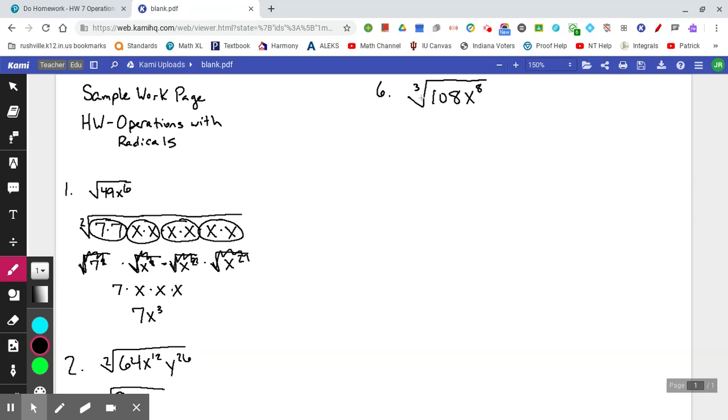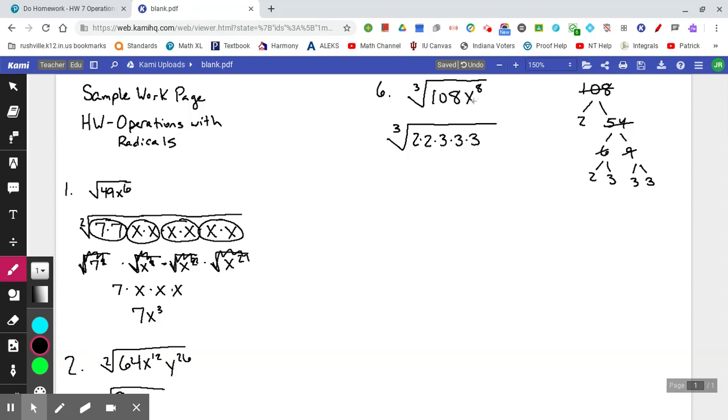Okay, question number 6, back to a cubed root, or at least I am. So with a cubed root, I'm looking for groups of 3. So I'm going to take the number 108, and I'm going to break that down. I know that that's going to be 2 times 54. And then 54 is 6 times 9, and 6 is 2 times 3, and 9 is 3 times 3. Okay, so I have my prime factors. So I'm going to rewrite this as the cubed root of 2 times 2 times 3 times 3 times 3.